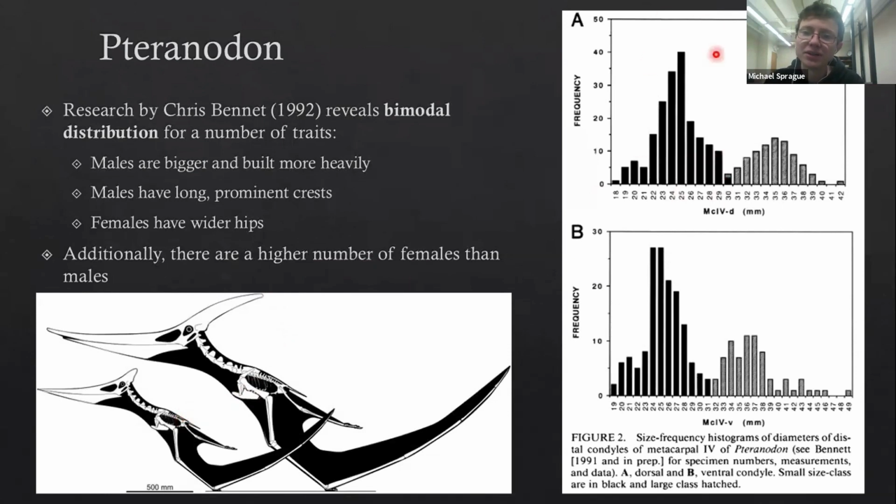Additionally, there are many more individuals of the smaller size class, the females, than the males, which again kind of makes sense. And we probably had a situation very similar to sea lions today, or elephant seals today, where the males kind of had a harem of females. And so we would have had kind of these beach king Pteranodons that would have mated with multiple females.